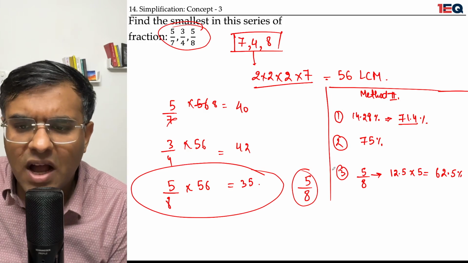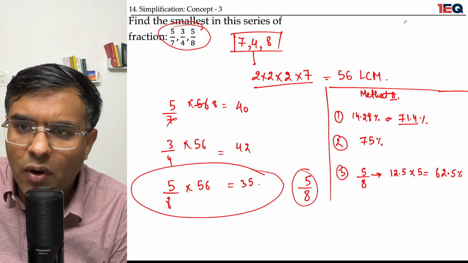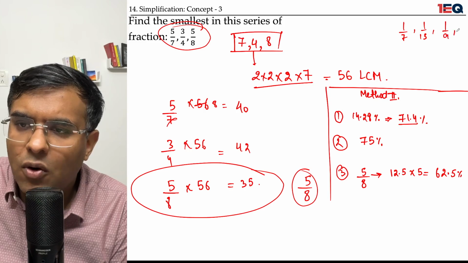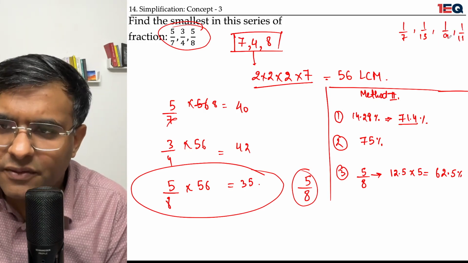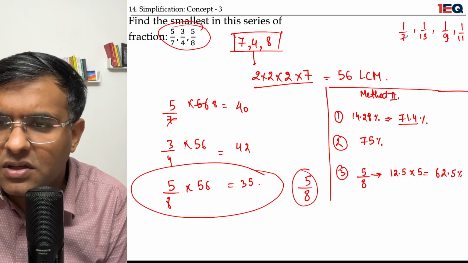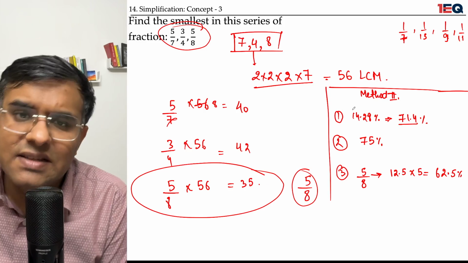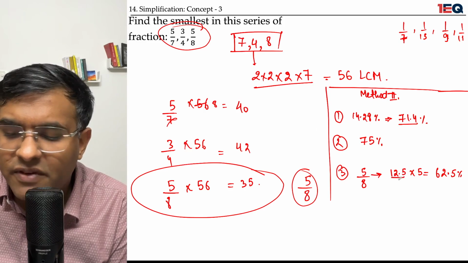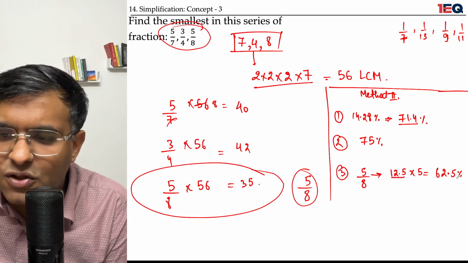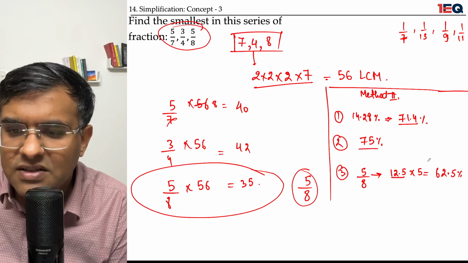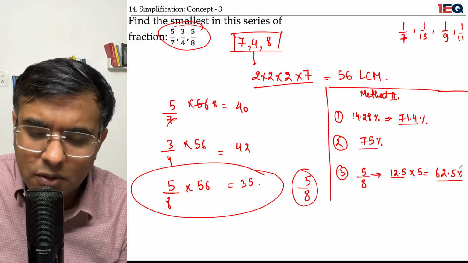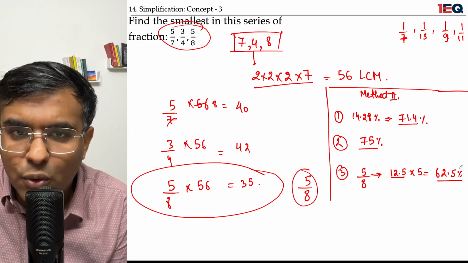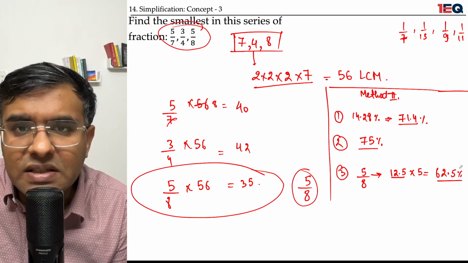The ones who have learnt what 1 by 7 is equal to, what 1 by 13 is equal to, and what 1 by 9 or 1 by 11 is equal to, it's easier for them because you have already done the division in your head, and multiplication is always easier than division. So 1 by 8 is 12.5, multiplied by 5 is 62.5. Out of the three percentages which I got, 62.5 was the lowest. That's why I could declare that 5 by 8 is the lowest and the smallest value in this series.